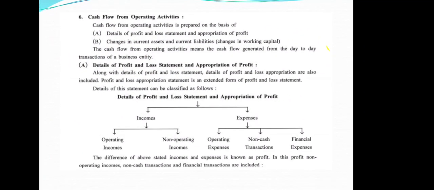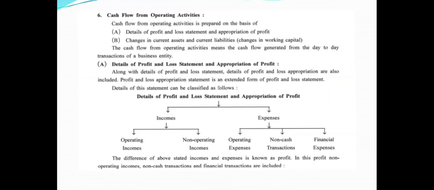Cash flow from operating activity is prepared on the basis of, number 1, details of profit and loss statement and appropriation of profit. Second, changes in current assets and current liabilities, that is, change in working capital. The cash flow from operating activity means the cash flow generated from day-to-day transactions of the business entity.